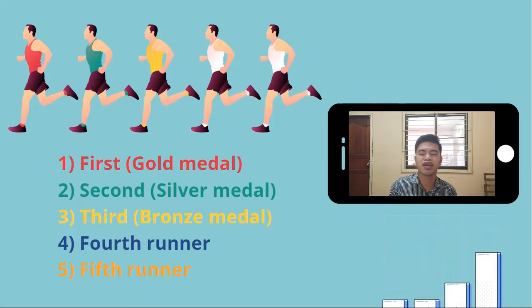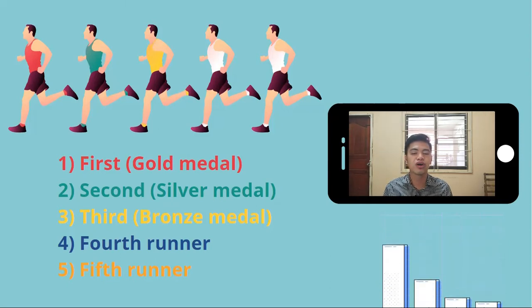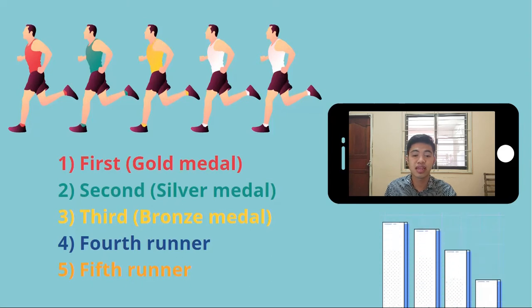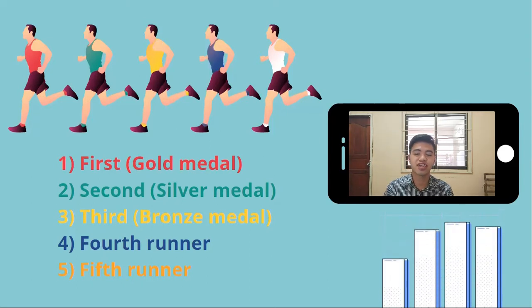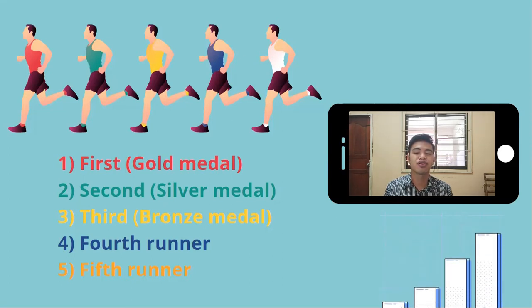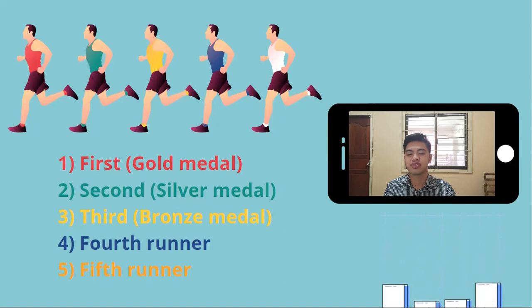So for the fourth runner, you're going to color him with blue. Color his shirt with blue. So this will look like this. We have red for the first, green for the second, yellow for the third, and blue for the fourth. And what will we do with the 5th?